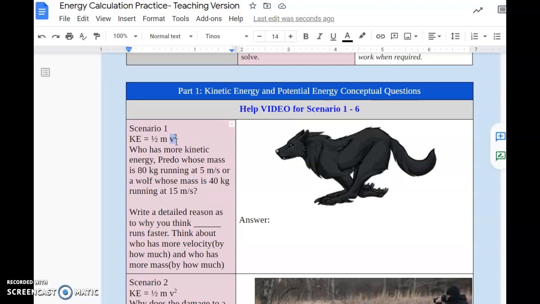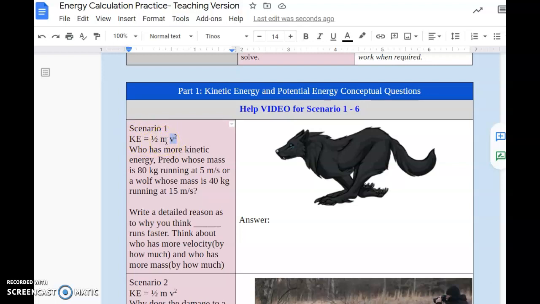And the same is true even if it's a different number. So pretend I run 3 miles per hour, okay? 3 times 3 is 9. But when I double my speed to, like, say, 6 miles per hour, 6 times 6 now is 36. So when I go from 3 miles per hour to 6, I double my speed. My kinetic energy becomes 4 times as great.